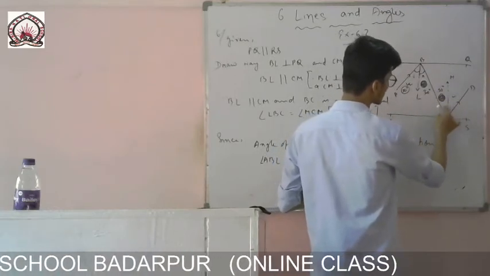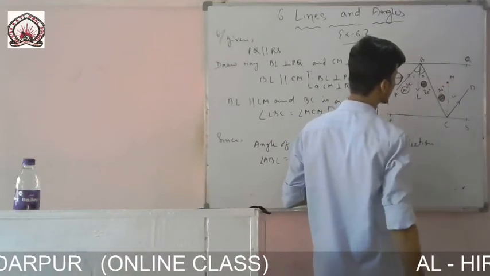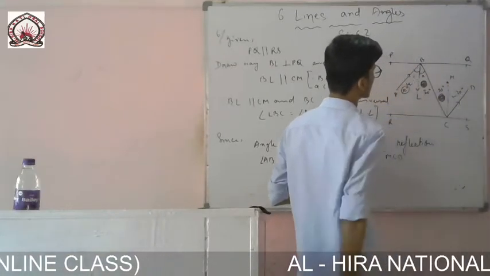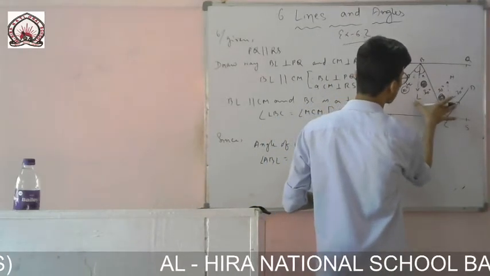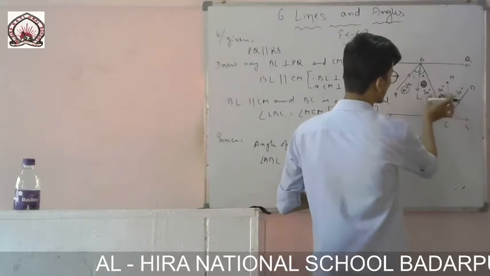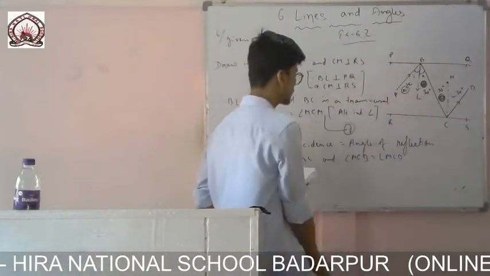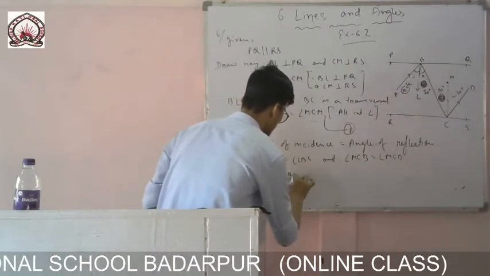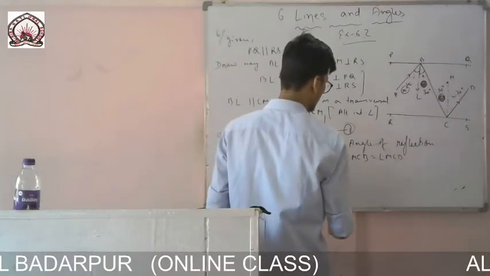If these two angles are equal and here these two angles are equal, because angle of incidence is equal to angle of reflection, so this one and this one are also equal, so all the angles are equal. If these two angles are equal, then these two will also be equal to one another. So from that too I can write like this, that angle ABL will be equal to angle MCD.